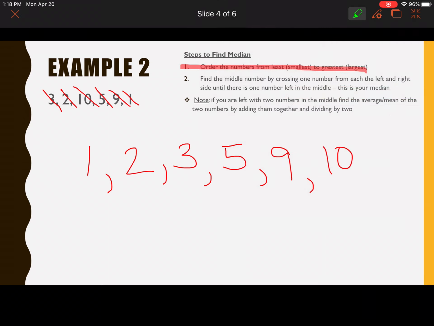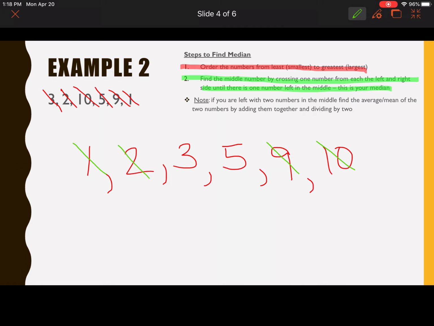So now I'm going to go on to step 2, find the middle number by crossing one number from each the left side and the right side until there's one number in the middle. That'll be your median. So I'm going to cross off 1 from the left and right. So 1 and 10 I'll cross off. Then I'll repeat that, 2 and 9. Now I have 3 and 5 left. If I would cross off 1 from the left and right again, there would be no number left in the middle. So then I wouldn't have a median.